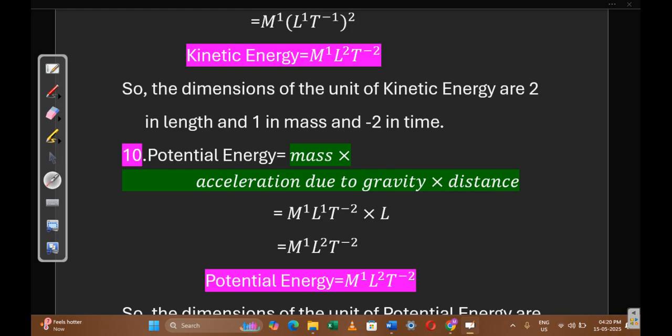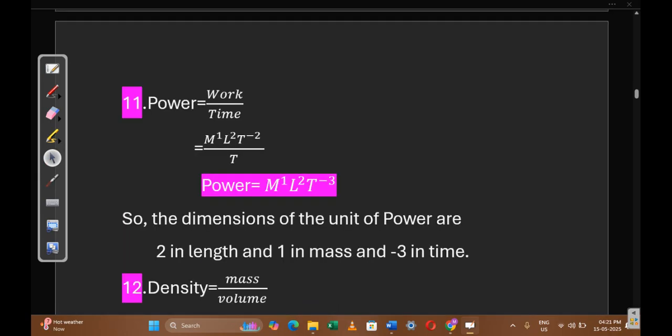Next one is power. Power is nothing but work by time. So its dimension formula is M L square T power minus 3. And next one is density. Formula for density is mass by volume, and its dimension formula is M L power minus 3.